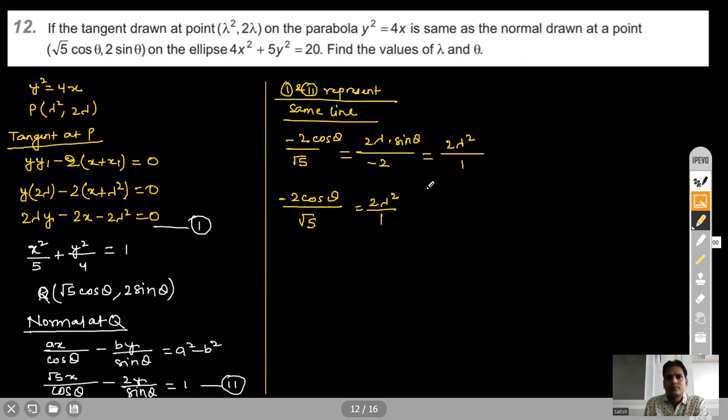And what else are we getting? Okay, this equation of normal must satisfy this point, root 5 cos theta, comma 2 sin theta. So x and y we can place here. Let me see whether we are getting anything fruitful from there. So this point Q must satisfy it, right? So this will be root 5 into x, which is root 5 cos theta, upon cos theta, and minus 2y, y is 2 sin theta, upon sin theta. So 5 minus 4 equal to 1. Yeah, this will be there. So no.